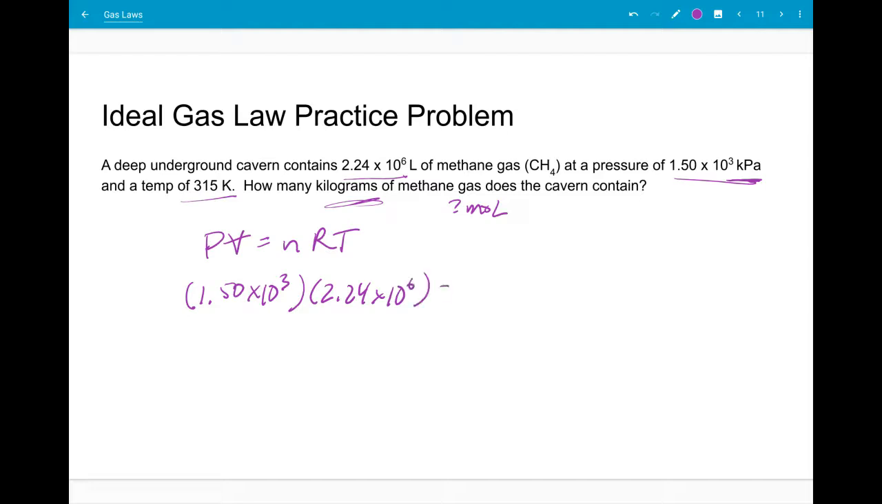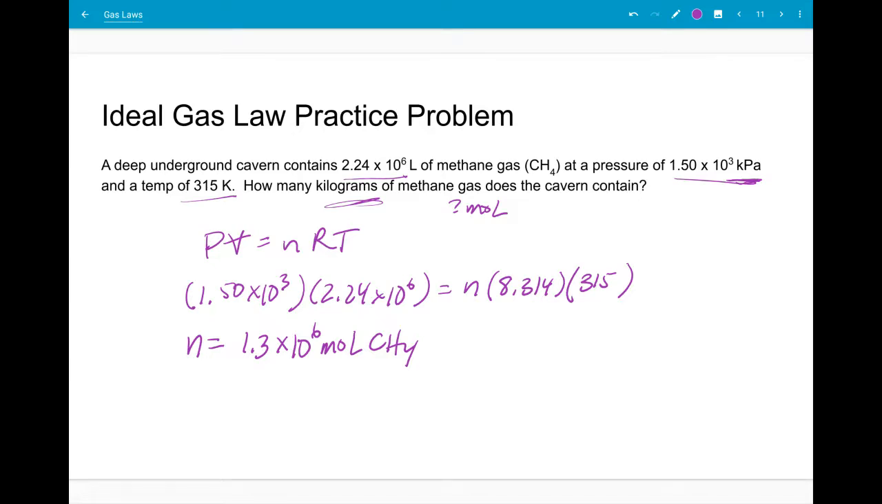It has to be in liters for this particular gas law. We're going to find n. Now R, based off of this unit of kPa, needs to be 8.314, and my temperature is 315. So when I solve for n, you'll find it's actually a pretty large number, which kind of freaks people out, but we started with big numbers. So I found there were 1.3 times 10 to the 6 moles of CH4.